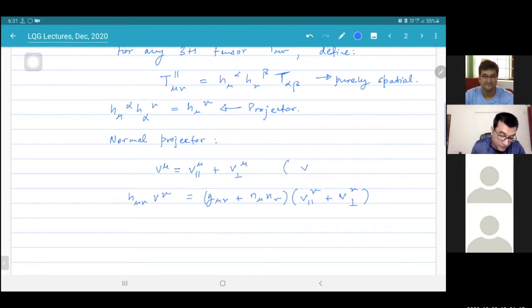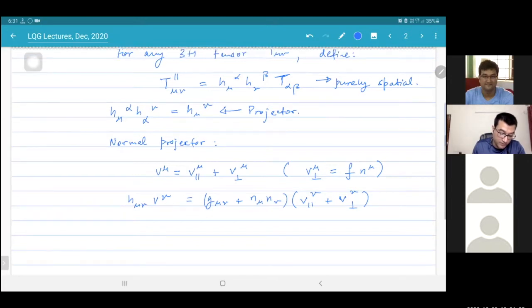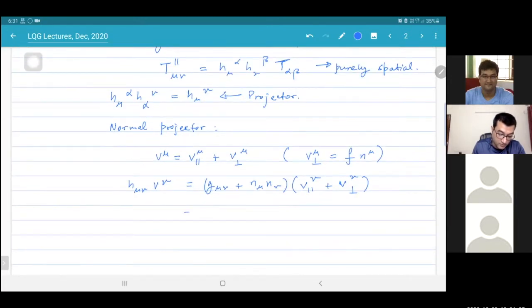And what you will have is that this perpendicular component will always be, by definition, proportional to the normal vector. And so, as I just showed, when you take the normal vector and act on it with this tensor, you get zero, right?